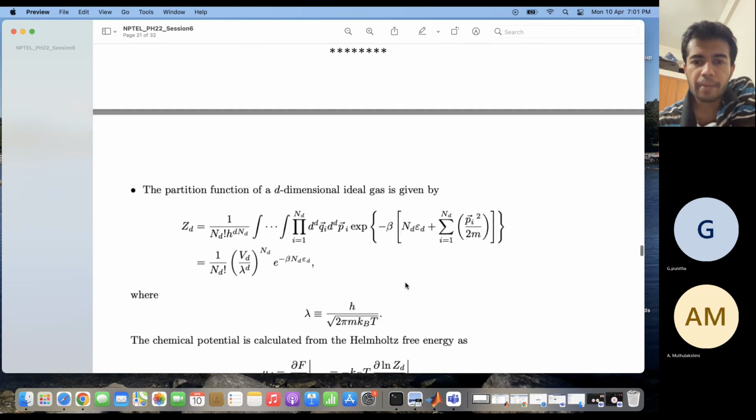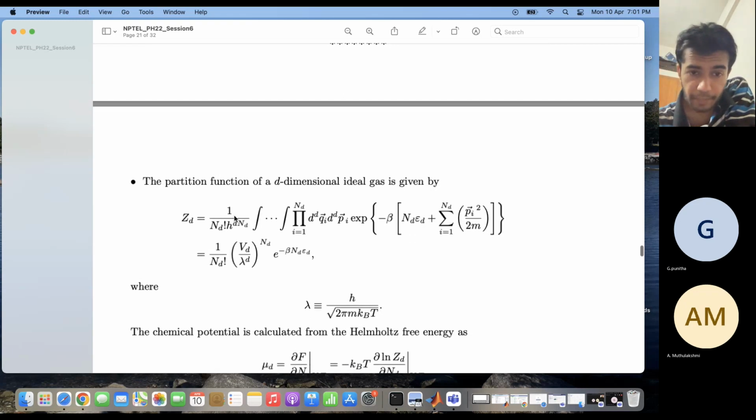Right. So what does the Hamiltonian become? The Hamiltonian is basically the summation over i equal to 1 to N_d of p_i squared by 2m, which is the kinetic energy, plus N_d times epsilon_d, which is the potential energy of the surfactant molecules. Therefore, the partition function is 1 by N_d factorial h to the power d N_d, integral over the position and momentum coordinates of e to the power of minus beta H, where H is this Hamiltonian.